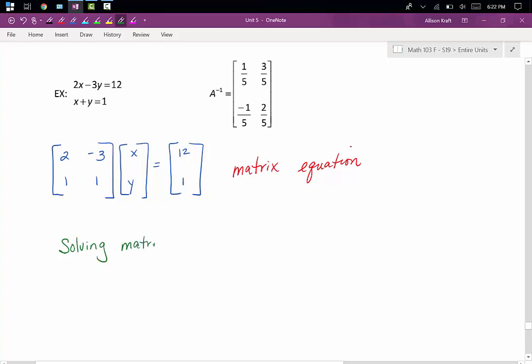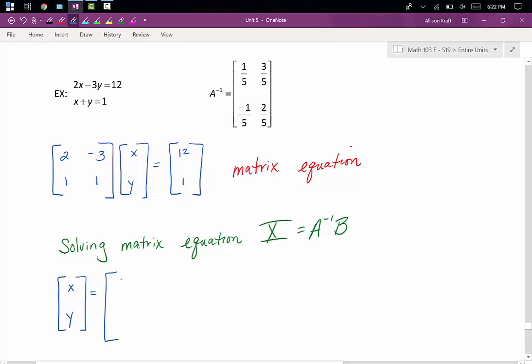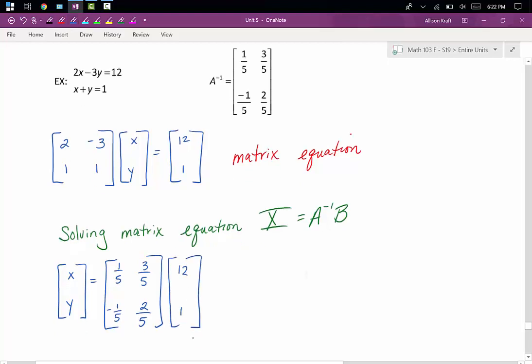When solving this matrix equation, we know that our variable matrix X is going to be equal to A inverse times our constant matrix B. So X, which is our variable matrix xy, is going to be equal to our inverse matrix times our constant matrix. And we're just doing regular matrix multiplication.